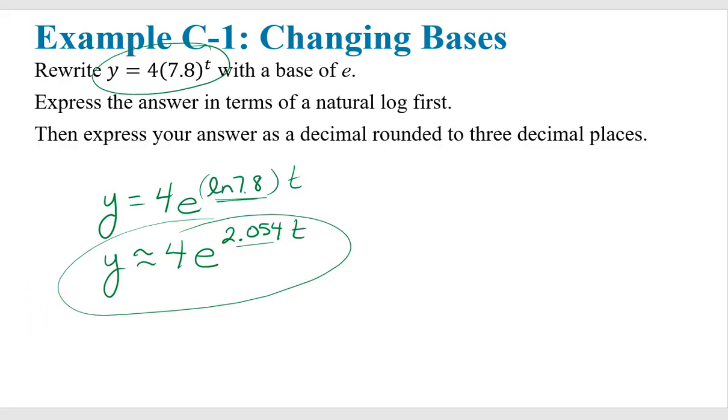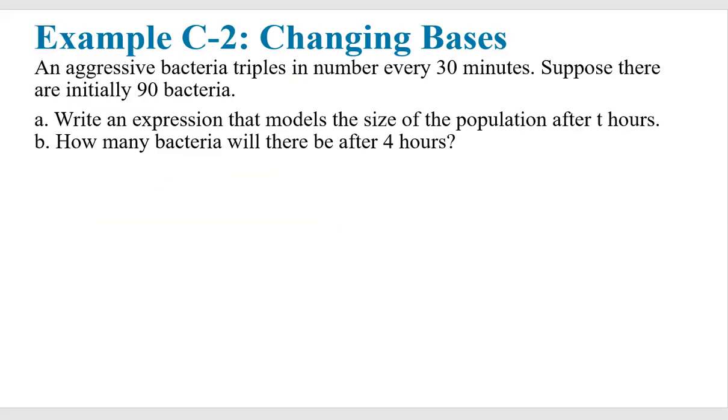All right, so let's actually put this to some use. When am I going to actually use this? Say that you have found an aggressive bacteria, and this bacteria triples in number every 30 minutes. So let's say you put 90 bacteria in a petri dish. Part A, I want you to write an expression that models the size of the population after t hours. And then part B, how many bacteria are going to be in that petri dish after 4 hours?